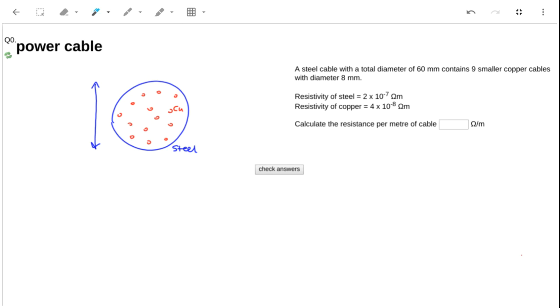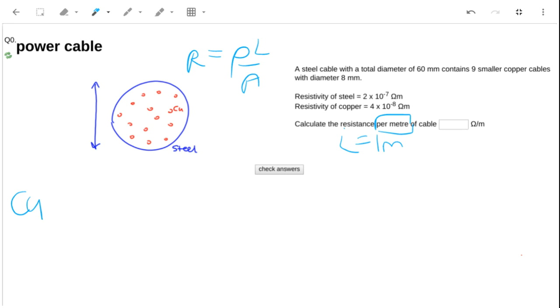We've got a resistance question here using the resistivity equation. We're asked to calculate, there's a combination of steel and copper cables, and we've got to calculate the resistance per meter. That means simply that the length we're using is 1 meter, and the equation we need is R equals rho L over A. We need to work out the cross-sectional areas.